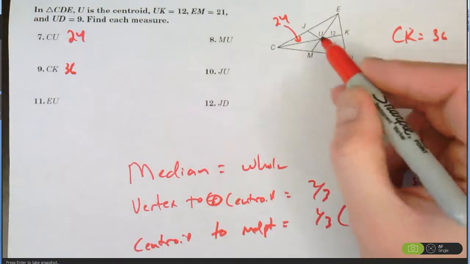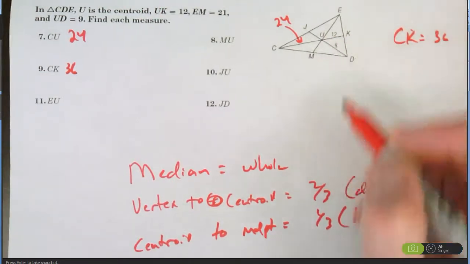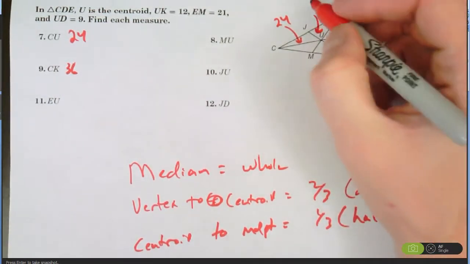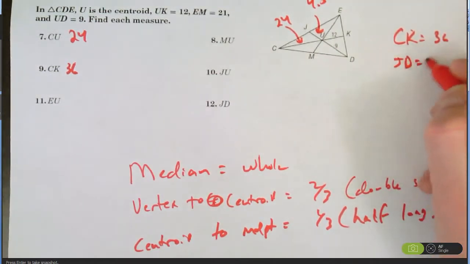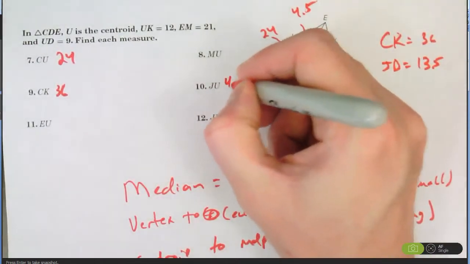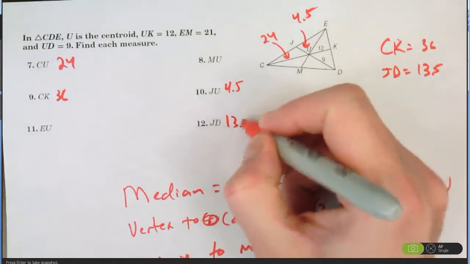Now UD. I know UD is 9, but that's from the vertex to the centroid, so that's the bigger one. It's double the small. So I'll go half as big to find JU. Well, half of 9 is 4.5. That also means then that JD is 4.5 plus 9, so 13.5. So they asked JU is 4.5. They also asked for JD, which is 13.5 there.